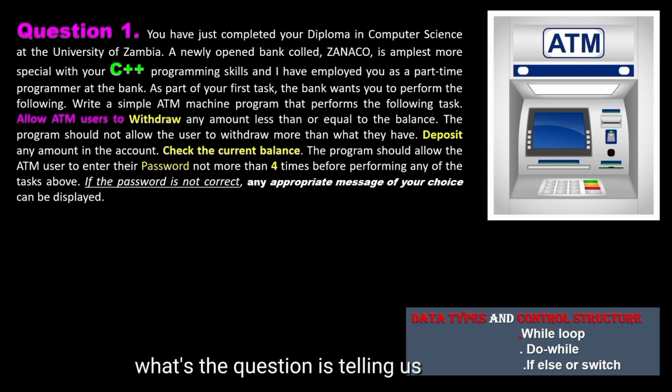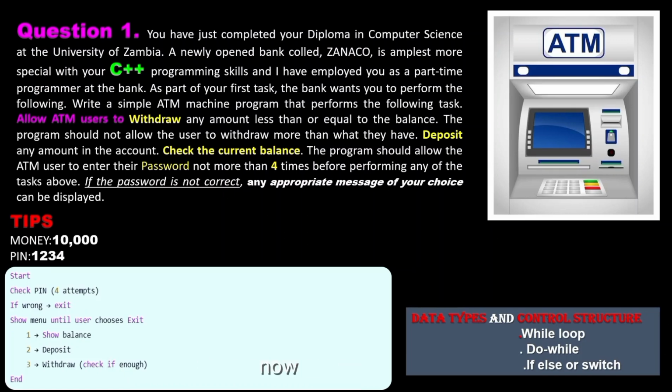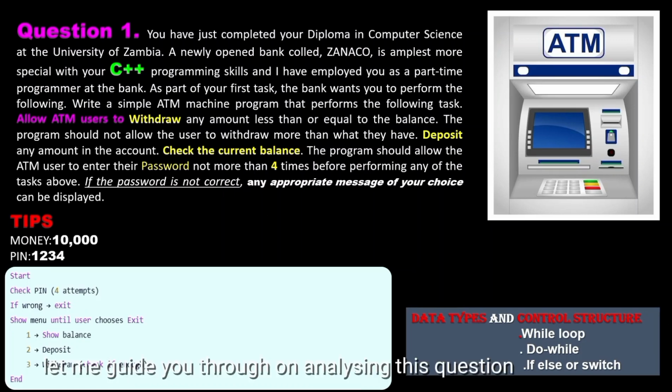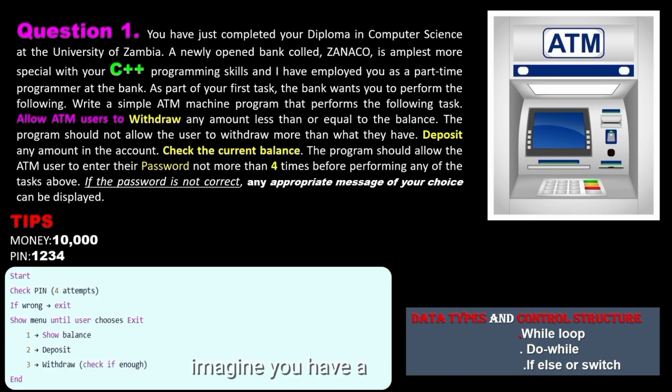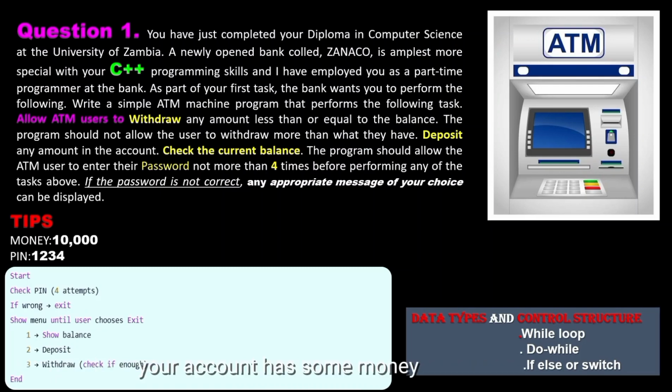What the question is telling us is that we need to suggest the amount and also the pin. In our case, we'll say 10,000. Let me guide you through analyzing this question. Imagine you have a Zanaco bank account with some money, and you know your pin. Since you already have an account, your account has some money, let's say 10,000, and you know your pin is 1, 2, 3, 4.